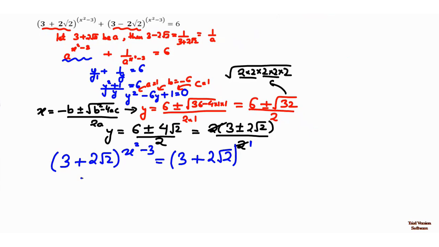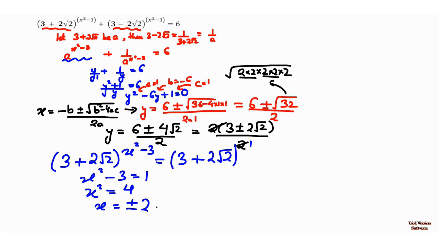So x square minus 3 is going to be equal to 1. Because the bases are same, we made the powers also equal. So x square is equal to 1 plus 3, that is 4. So x is coming as under root 4. That would be plus minus 2. But we have two values of this term. So we'll put the other value also.